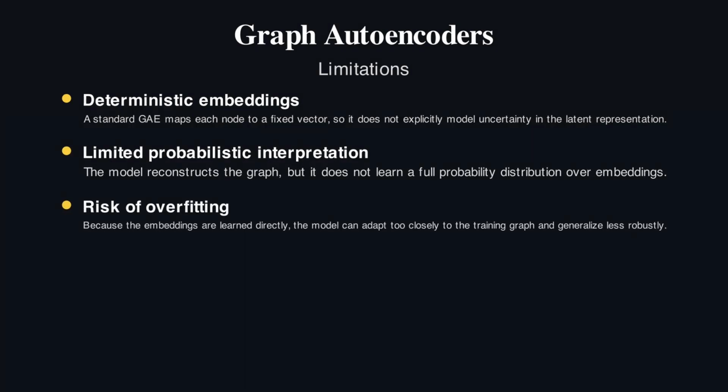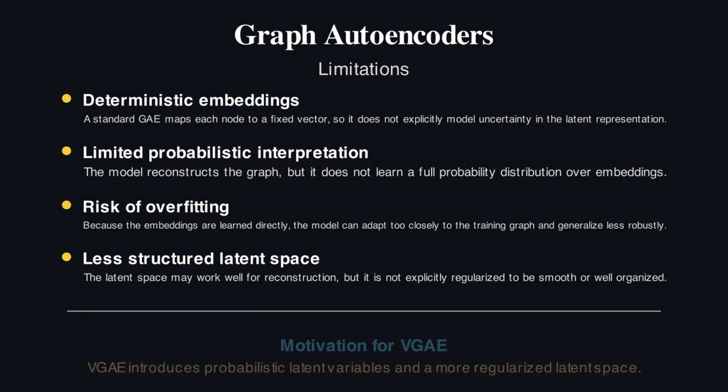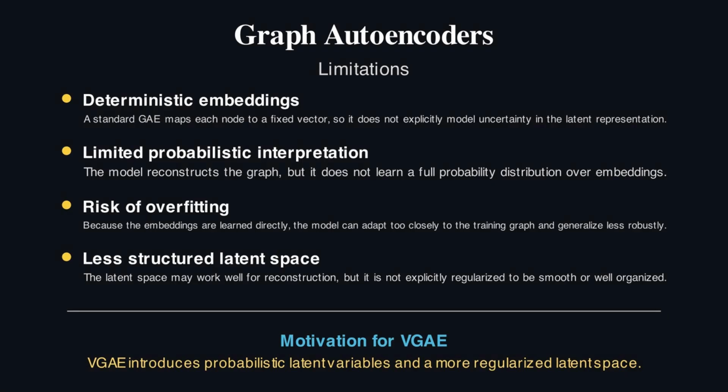Third, this can lead to overfitting. Since the embeddings are learned directly from the data, the model may adapt too closely to a specific graph and struggle to generalize. Finally, the latent space is not explicitly structured. While it may work well for reconstruction, it is not enforced to be smooth, continuous, or well-organized. These limitations motivate a more principled approach. Variational graph autoencoders extend this idea by learning a distribution instead of fixed embeddings. This leads to a more robust, interpretable, and better structured latent space.